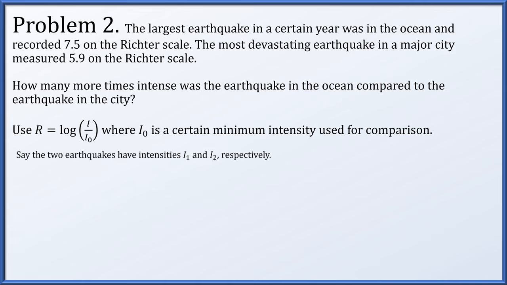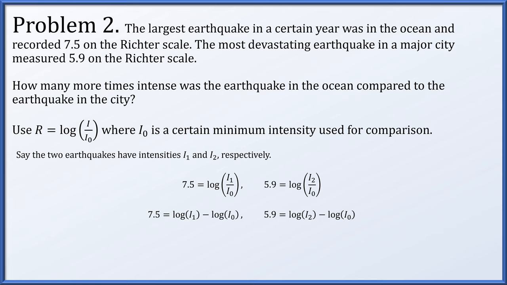So let's suppose the two earthquakes have intensities I1 and I2, respectively. We are given that I1, the intensity of the ocean earthquake, will satisfy 7.5, its measurement on the Richter scale, is the logarithm of I1 over I naught, and similarly, the earthquake in the city, 5.9 was its measurement, will be the logarithm of I2 over I0.